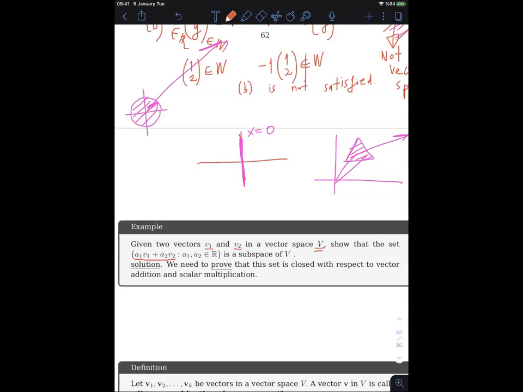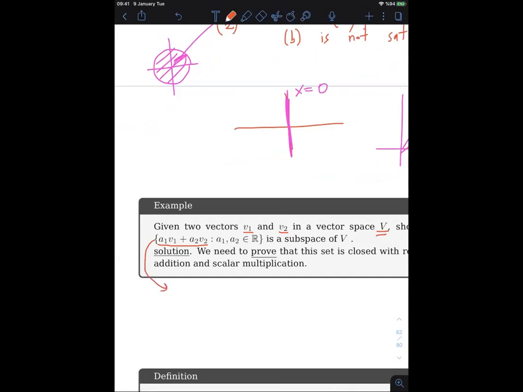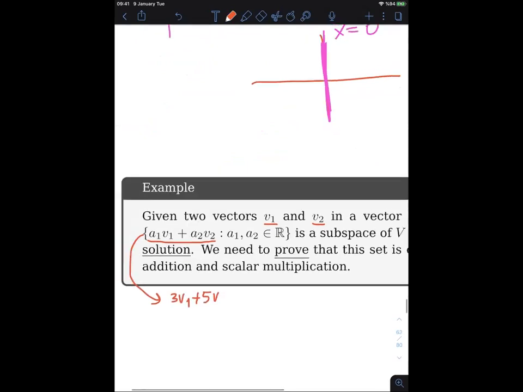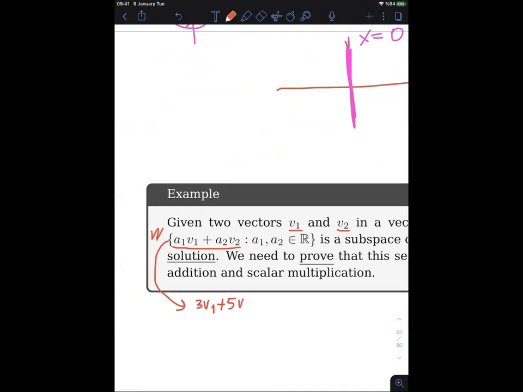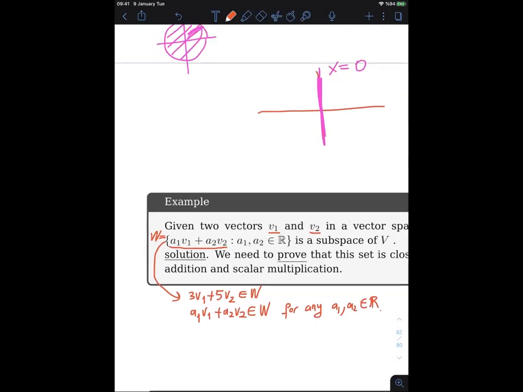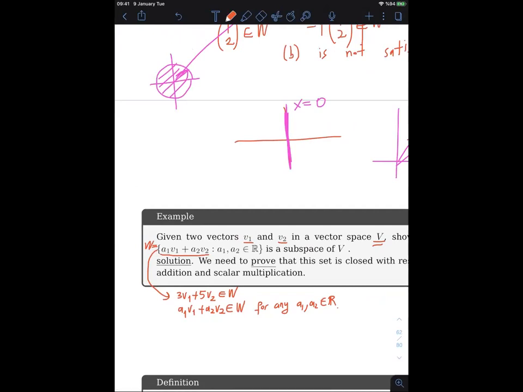So what is this set? This set is the set of all vectors which can be written in this form. For example, 3v1 plus 5v2. So let's give a name to this set, W. Let's call it W, okay? So 3v1 plus 5v2 is in W. And in general, for any real numbers a1, a2, a1v1 plus a2v2 is in this set. So the question is, is this set a subspace?